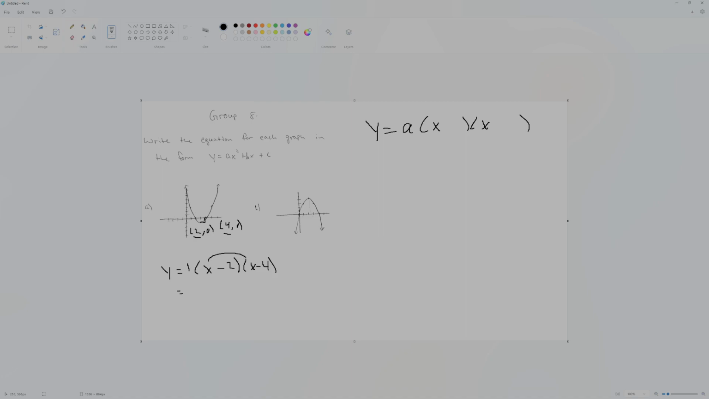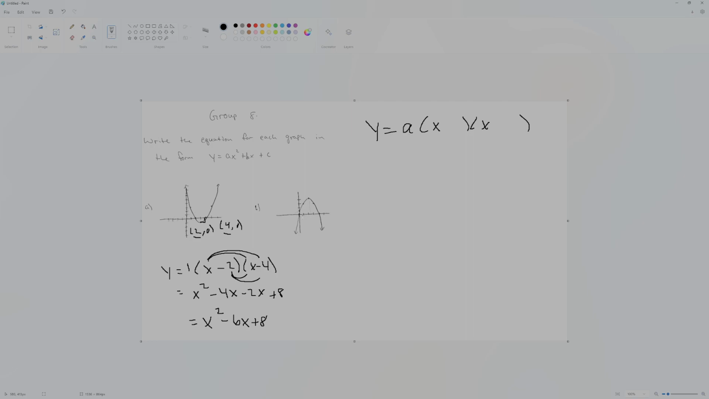So let's go ahead and distribute. x times x is x squared. x times negative 4 is negative 4x. Negative 2 times x is negative 2x. Negative 2 times negative 4 is a positive 8. So this is equal to x squared minus 6x plus 8.